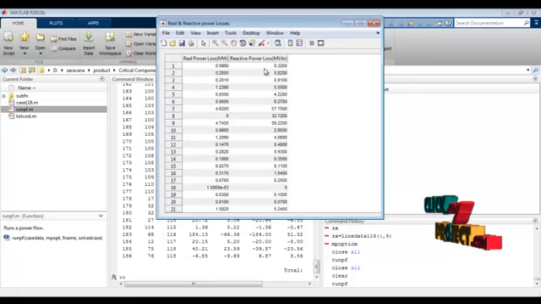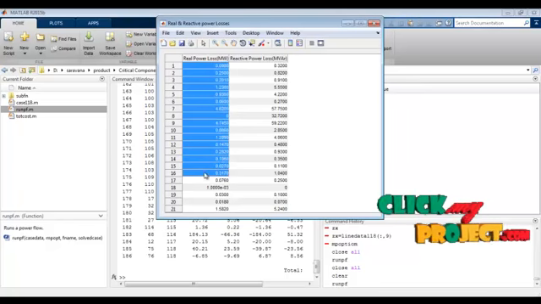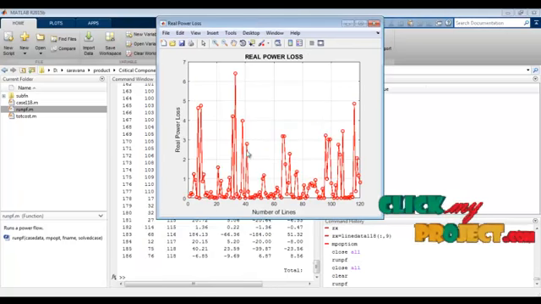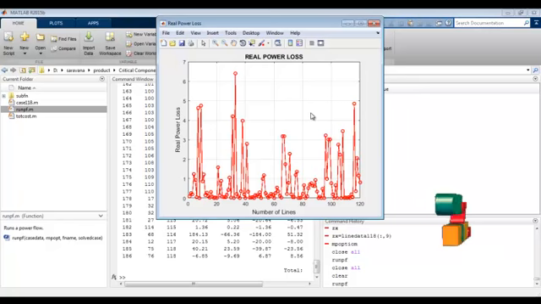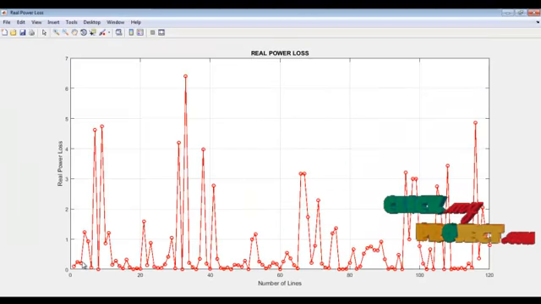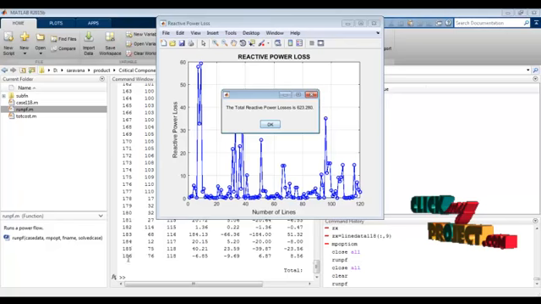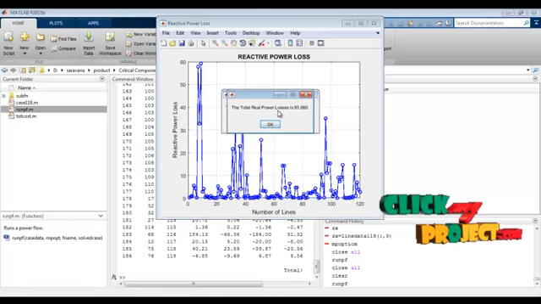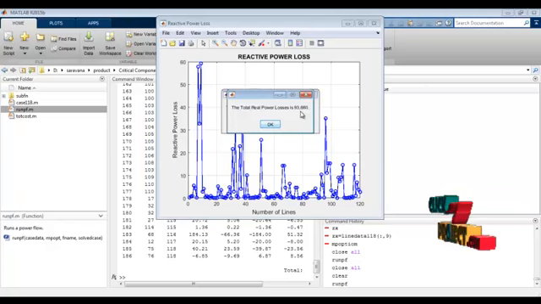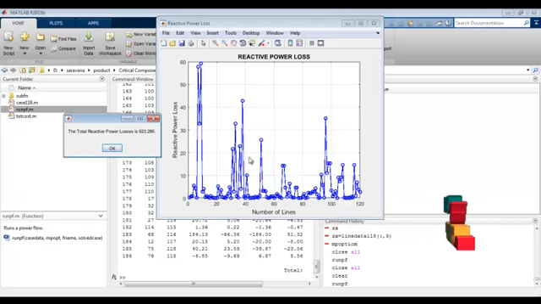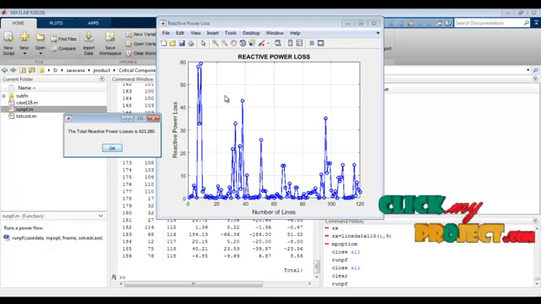And this is our real and reactive power losses. This is the real power losses in lines, and this is the reactive power losses in lines. This is our real power losses. For the first line we get losses of nearly 0 point something. In the previous figure, I showed the tabular column as plotted. These are total real power losses of 93.660, and this is our reactive power losses, which is inversely related to our real power.